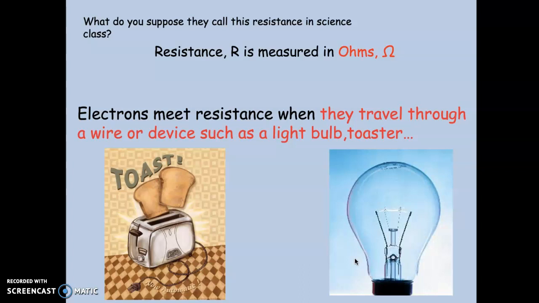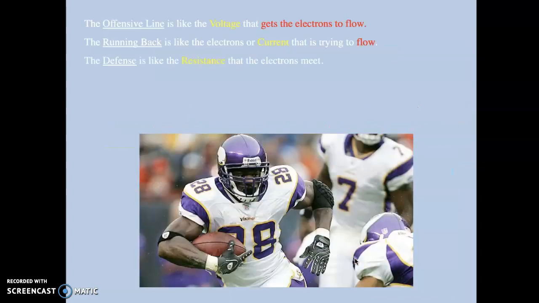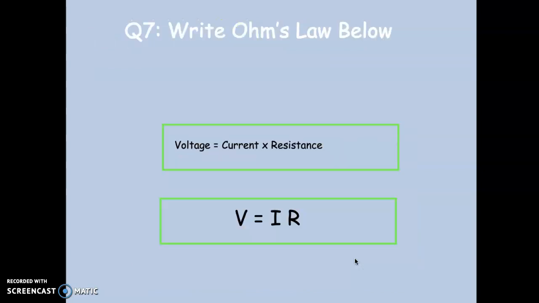Last thing we're learning about here is resistance, which is measured in ohms. Electrons meet resistance when they travel through a wire or any device. Okay, so certain devices have more resistance. They require either larger voltage to work, or they run on a smaller current. So there's a football example here, and I don't really love that, so I'm just going to skip over it.